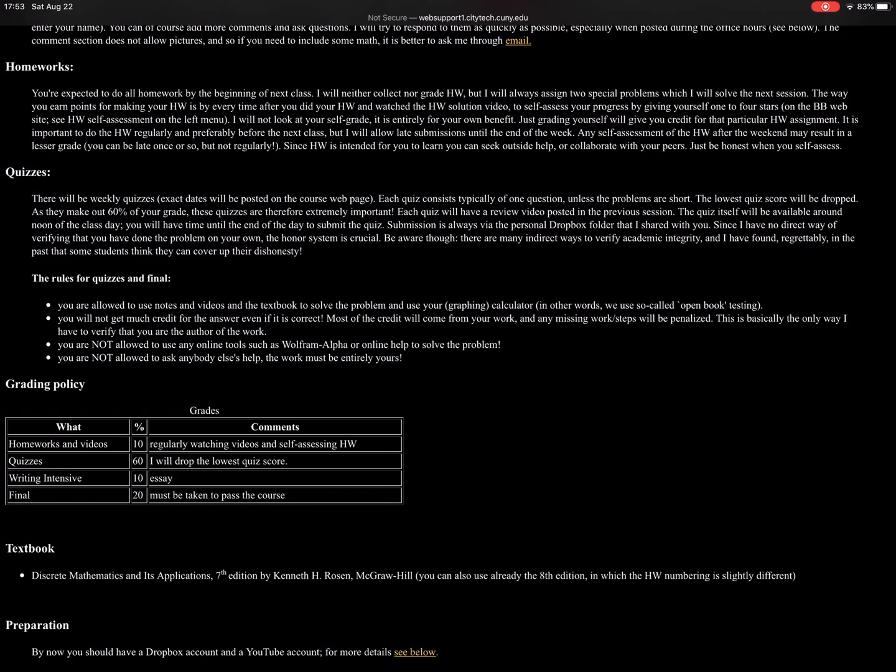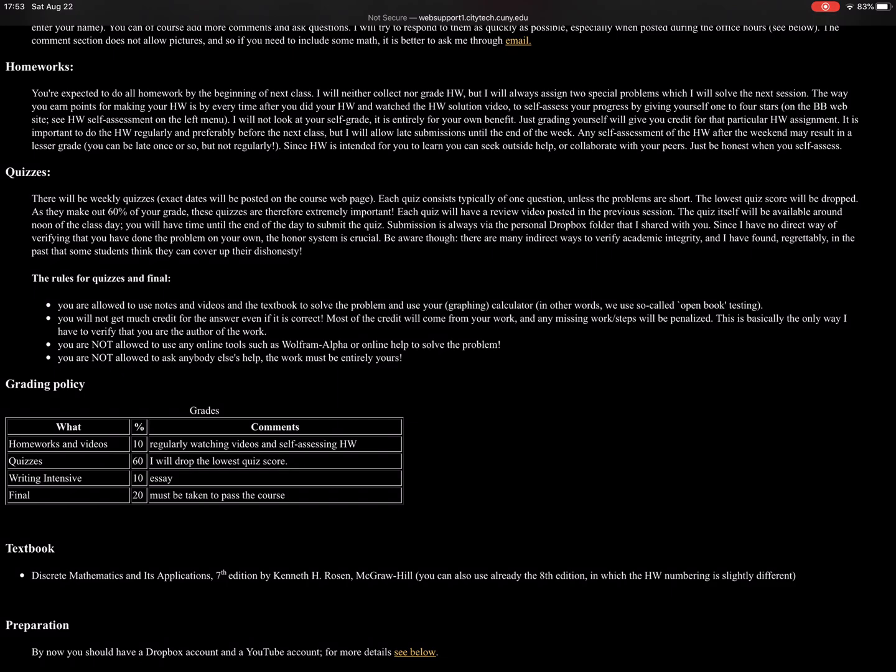But understand very well here, you will not get much credit for the answer even if it's correct. It's not the answer that matters anymore. Most of the credit will come from your work, and any missing step will be penalized. This is basically the only way I have to verify that you are the author of the work. If I see all the steps, I see, oh, okay, it's not just that he copied it from somebody or he went online and used an online tool, which is not allowed, okay?